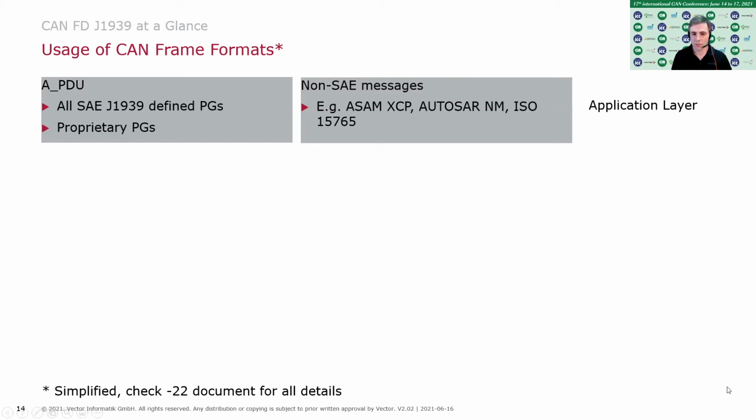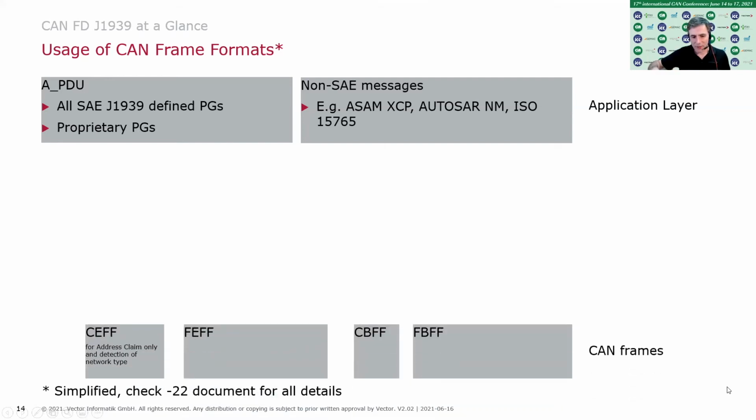SAE has reserved CAN identifiers so that those can be used in parallel to the CAN FD approach. So everything that has been available in the past is now also available, even though it is now CAN FD based. And then on the bottom level, we have the CAN frames, where at the end of the day, if you would like to transmit or receive anything, we have to map this information to those 4 types of CAN frames: classic extended, FD extended frame format, classic basic, and FD basic frame format.